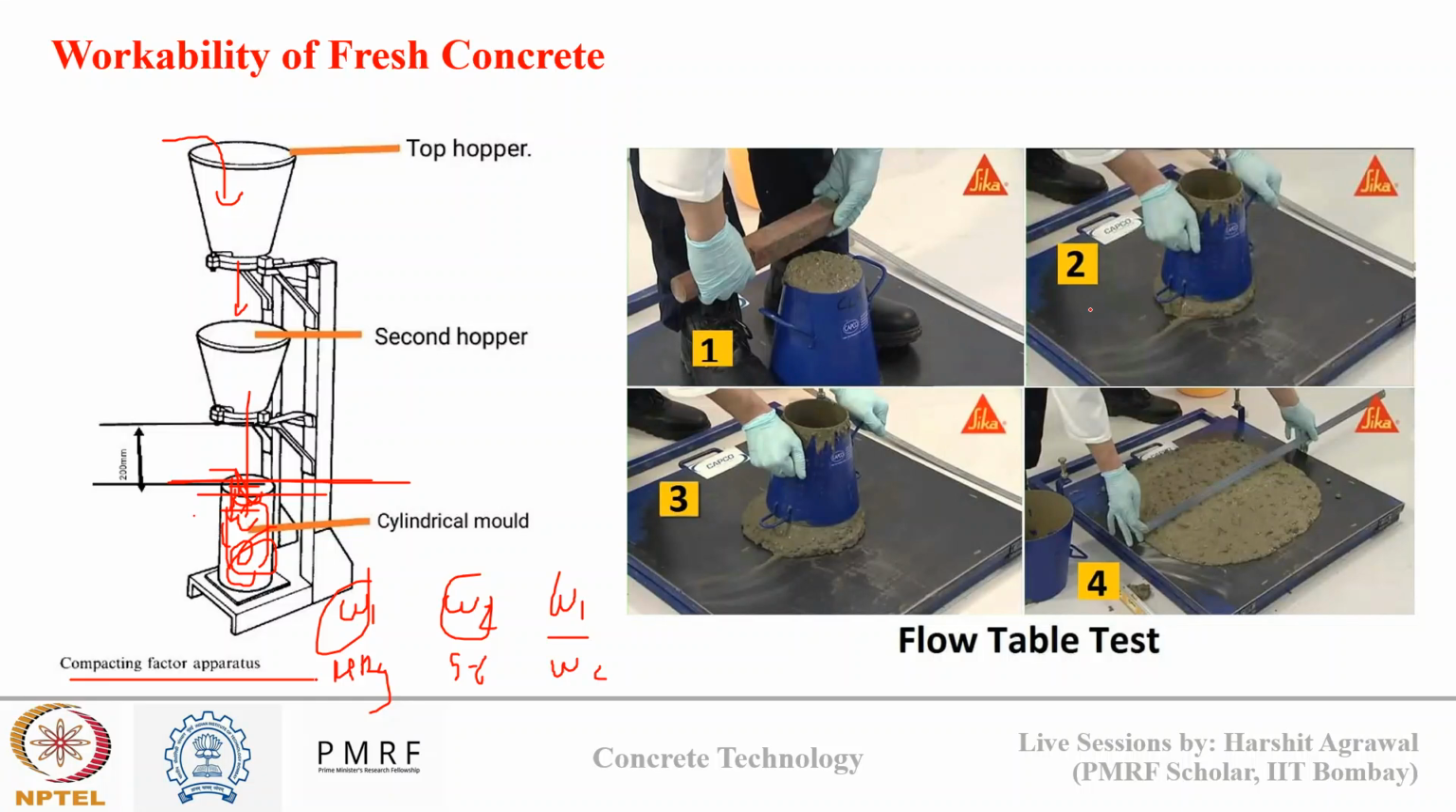Now in the second image, we have the flow table, which is used for a high workability mixture. Here, unlike recording the height of fall as we did in the slump test, using the same process we now record the spread of concrete. You can see concrete was filled. I lift the slump cone vertically upward, and I see that my concrete has completely collapsed and is spreading. So instead of recording the depth of collapse, I record the spread of collapse and report it as the slump value. This is known as the flow table test.